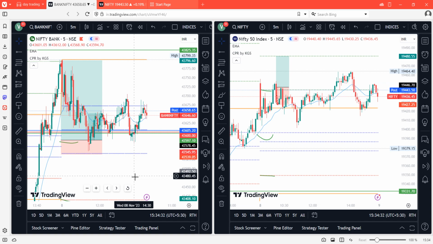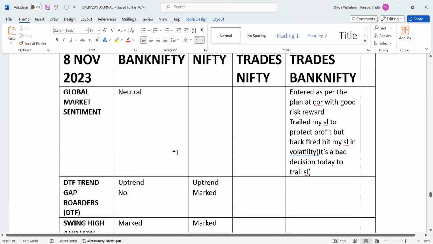First, let's go to the pre-market analysis here. This is the pre-market analysis along with the trading journal. I maintain this every single day by pasting the charts here and the lessons I have learned. What are the trade plans? Everything will be written down in this everyday journal template.